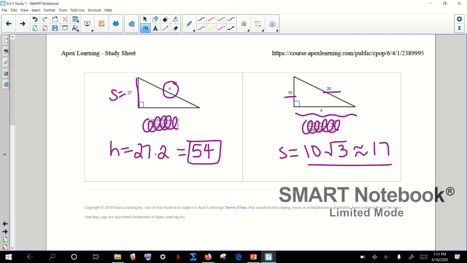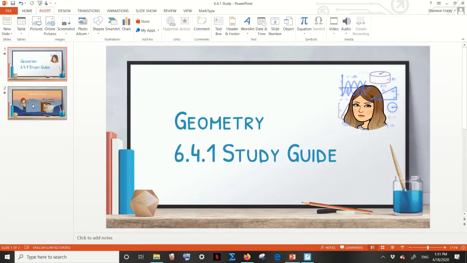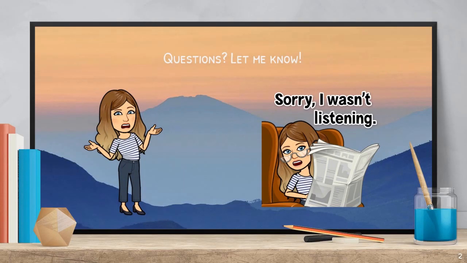So that looks like that's the end of the study guide. Hopefully that kind of jogged your memory and helped you remember the special right triangles. If you have any questions, let me know during our class time via email, whatever you need. And the next video I'll be uploading is me walking through the solutions for the checkup for this week. That way you can prepare for your next quiz.